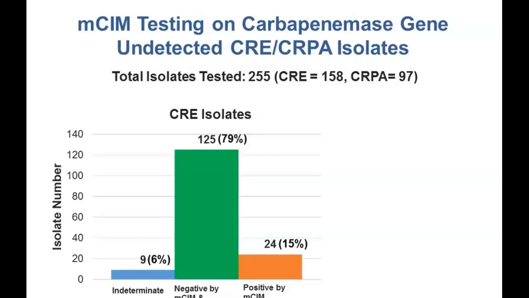These isolates were either transferred directly from internally or direct submission of county labs. Out of 158 CRE isolates tested, 9 isolates were indeterminate. 125 are negative by both MSIM and molecular method, and 26 isolates have discordant results between phenotypic and genotypic testing. They are negative by molecular methods, but positive by MSIM.